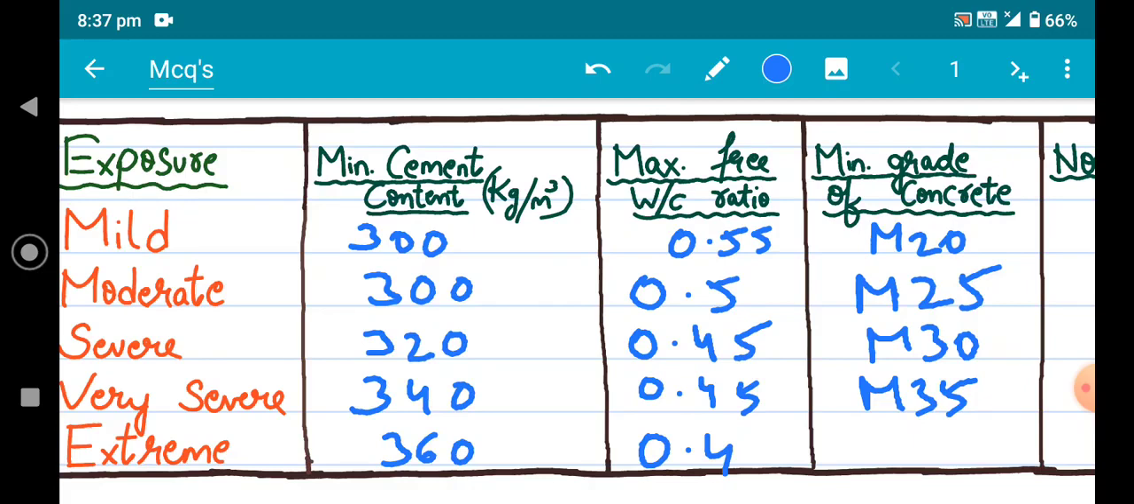Coming to the next exposure, extreme. In extreme condition, we need M40. So M40 grade of concrete is required. It is also, see friends, M20, 25, 30, 35, 40. It is also of increasing order. You can remember like this: mild, moderate, severe, very severe, extreme, and M20, 25, 30, 35, 40. So you can easily remember this one.